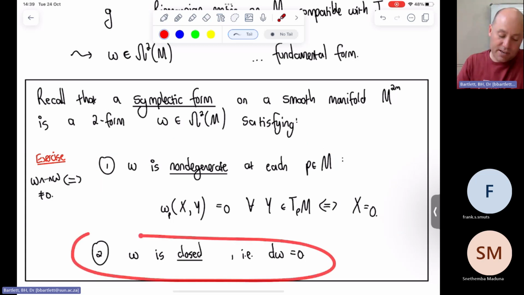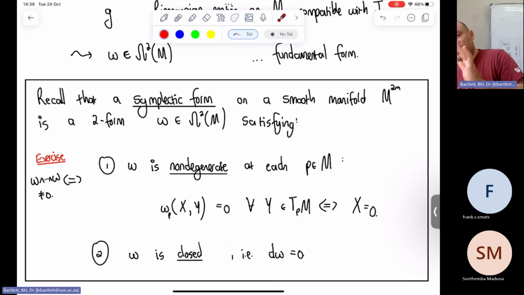Whereas this is a condition on how omega varies because it involves the derivatives of omega as you move the base point. Okay, so that's what a symplectic form is on a smooth manifold. I'm not talking about complex manifolds, just smooth manifolds. It's a non-degenerate closed two form on the manifold.